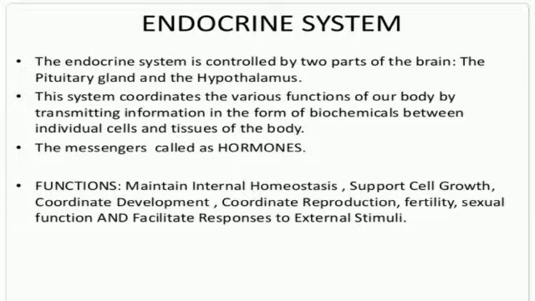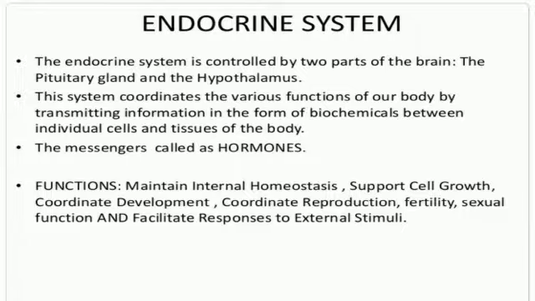The next part is the hypothalamus. The hypothalamus is the portion of the brain that contains a number of small nuclei with a variety of functions. One of the most important functions of the hypothalamus is to link the nervous system to the endocrine system. So that's why the hypothalamus and the pituitary gland are the most important organs in the endocrine system.